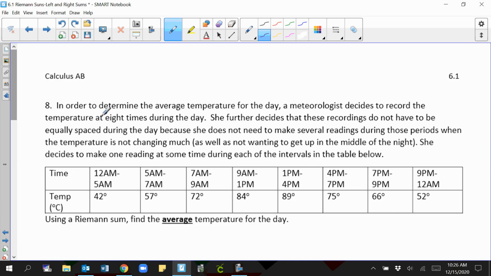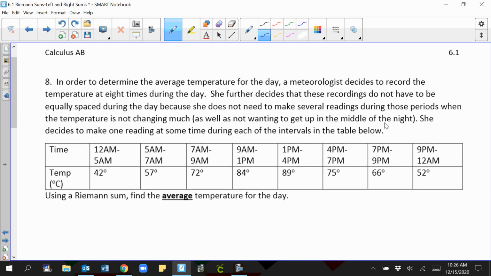So in order to determine the average temperature for the day, a meteorologist decides to record the temperature at 8 times during the day. She further decides that these recordings do not have to be equally spaced during the day because she does not need to make several readings during those periods when the temperature is not changing much, as well as not wanting to get up in the middle of the night. She decides to make one reading at some time during each of the intervals in the table below. So use a Riemann sum to find the average temperature for the day.